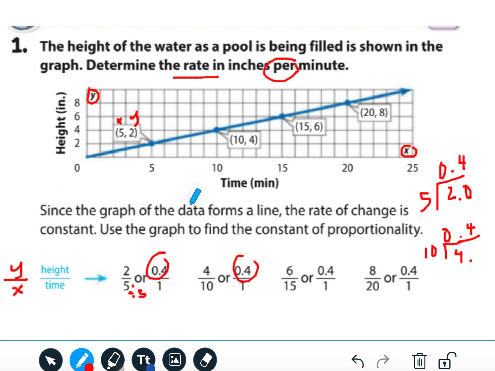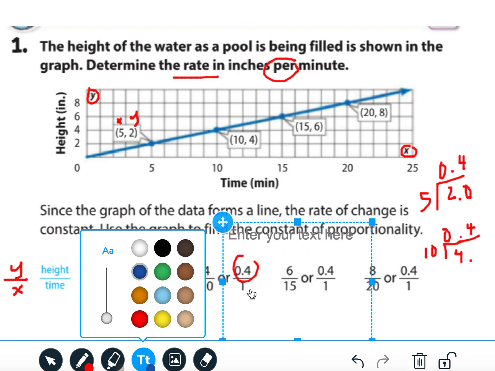It says, since the graph of the data forms a line, here it is, a straight line, the rate of change is constant. Because it's a straight line, the rate of change will be constant. If it was dots everywhere, then it wouldn't be an actual straight line, and that would not be a constant rate. And it says, use a graph to find the constant of proportionality, and the pool fills. What do we write? This is what we write.